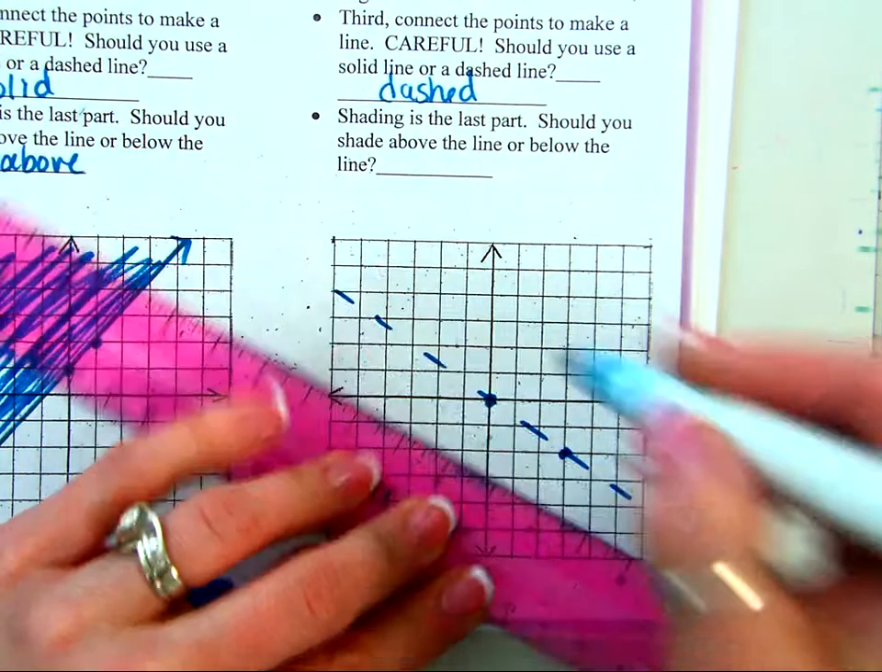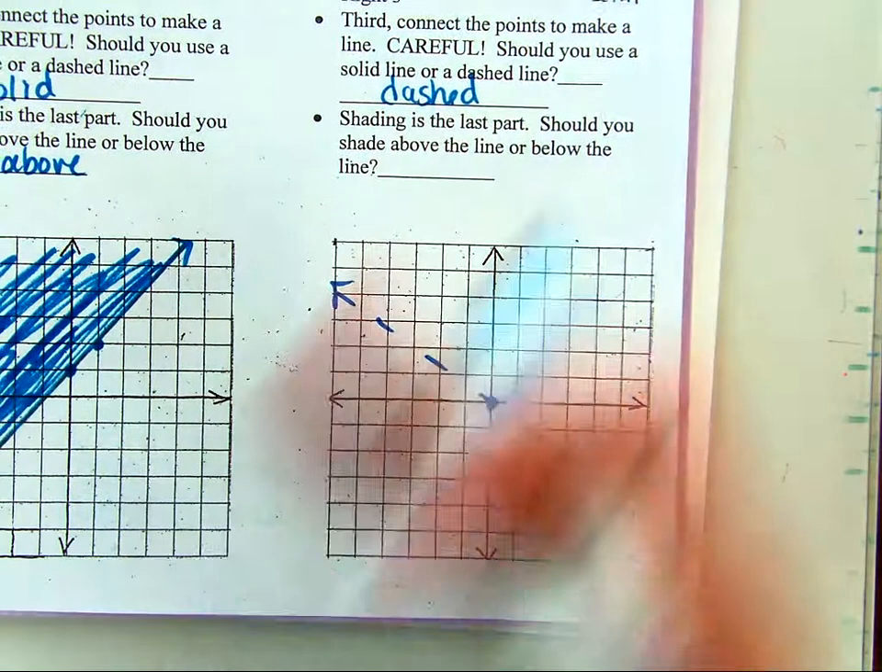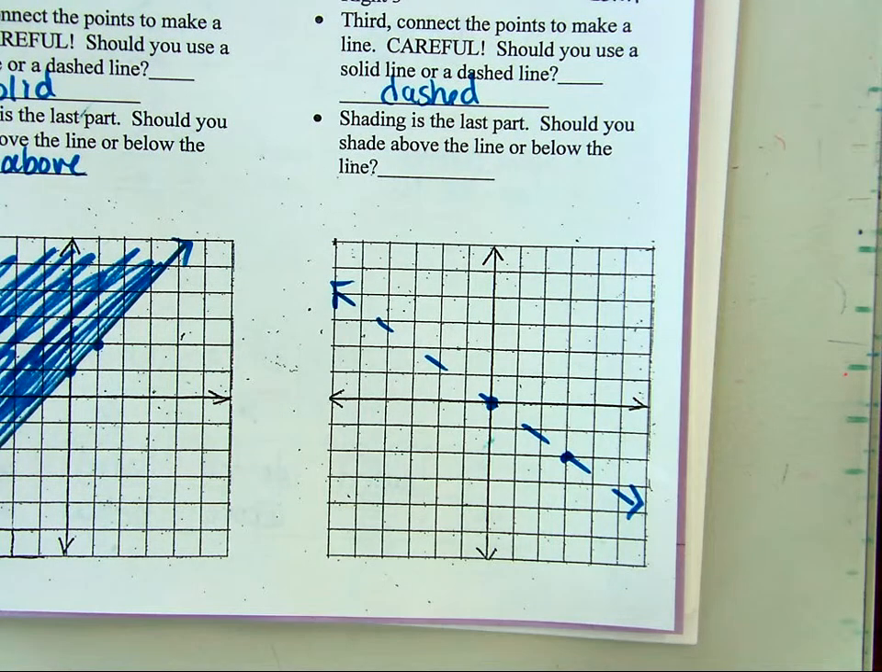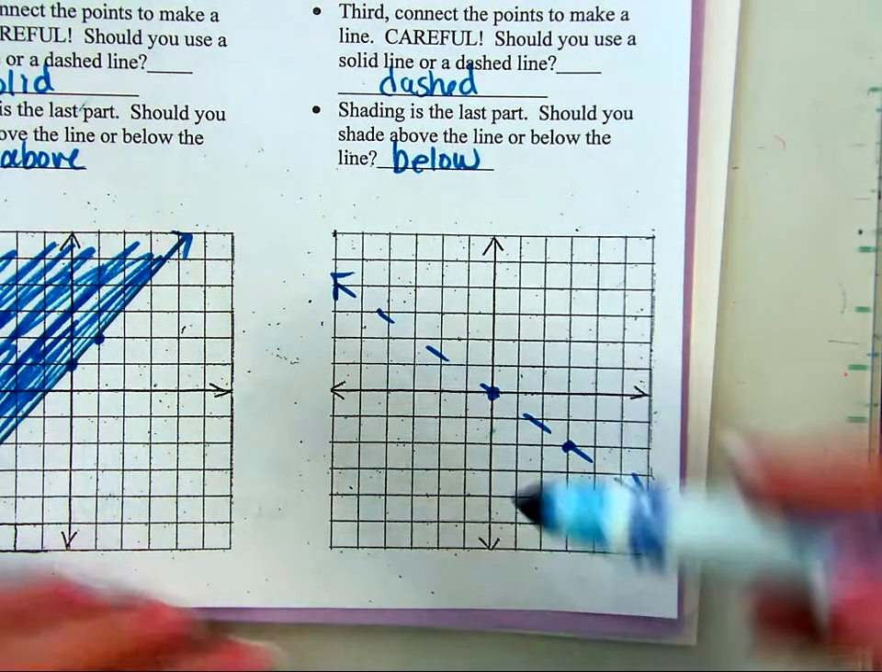I have created 2 parts to my graph. The shading is the last part. Should you shade above or below for less than? Did you do solid? Eraser. So less than is below. Okay? Got it?